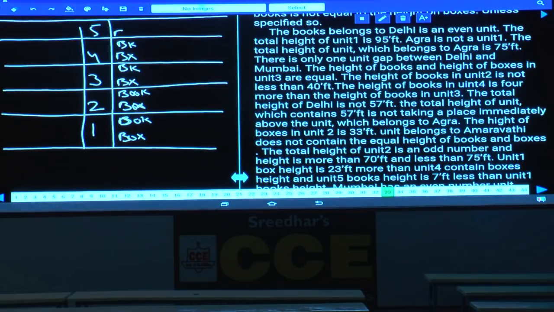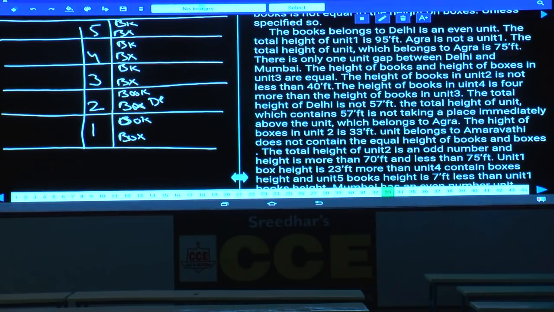Need not necessarily be in the same order. But for our clarification we are writing this. Then, the books belonging to Delhi is an even. As Delhi is an even, tell me where can this Delhi be? Delhi can be either on the second or on the fifth one.